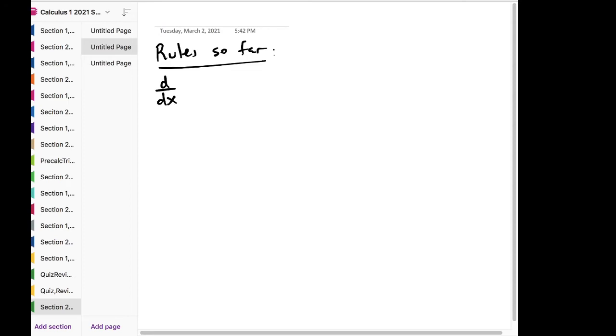What is the derivative of a constant? A constant function. What is the derivative? 0. Right? And we justified that by saying, right, a constant function never changes. So what is the derivative? It must be 0, because the derivative is a measure of change.